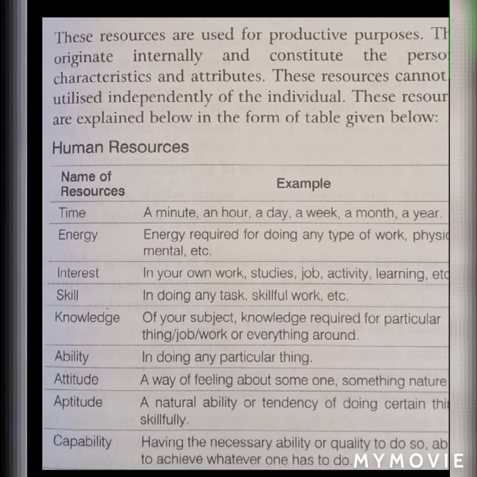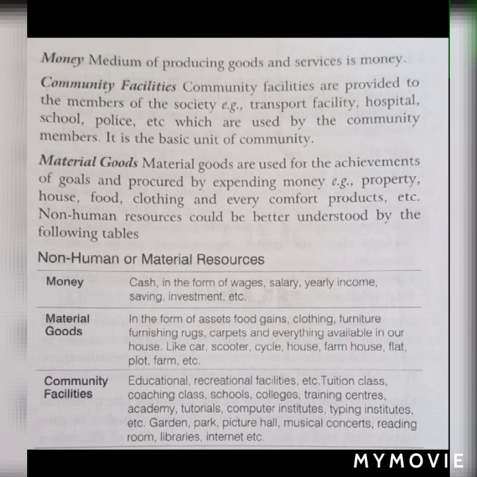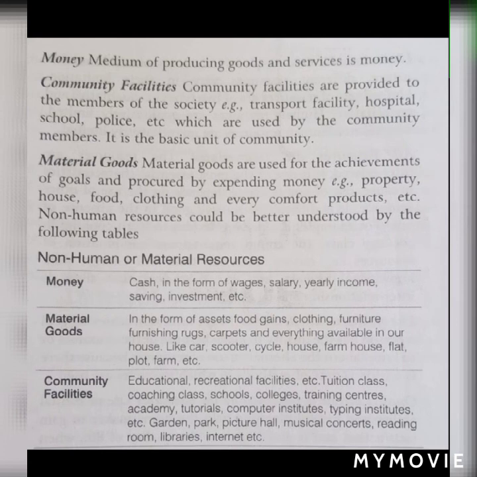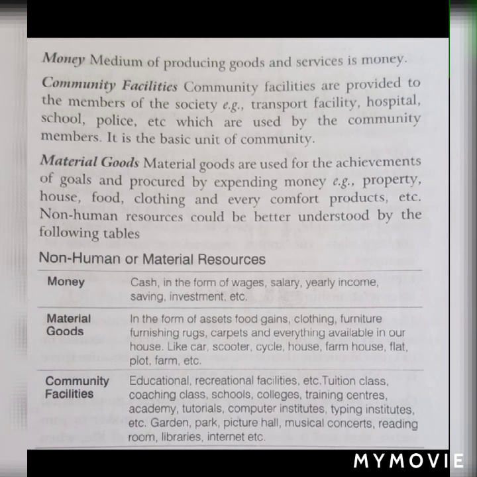So now we will move towards non-human resources. Non-human resources include money, property and material goods, and community facilities. So, money. Money means the purchasing power. It is a resource that can be spent to buy all material resources and even some human resources such as knowledge, skills, etc. Money can help to save limited resources such as time and energy. Money includes the salaries of family members, income from a property, the savings and interest on them.